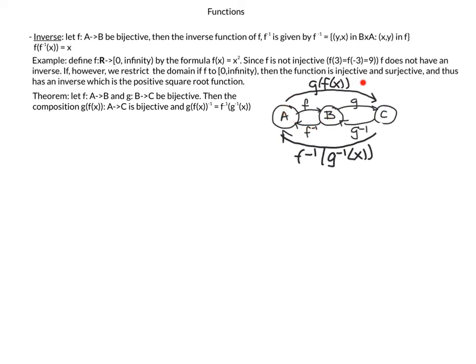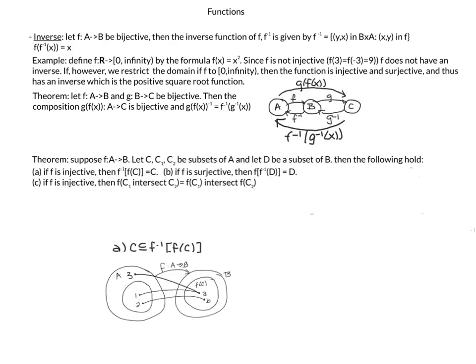Or we could have this function composition, g of f of x. And now you can see our inverse, though, has to happen backwards. So if you're over here at C and you want to get back to A in the inverse direction, first you have to apply g inverse on x to get back to B, and then you can apply f inverse.